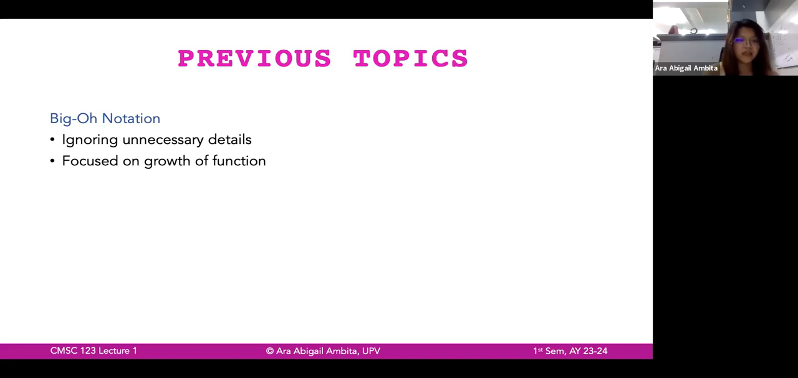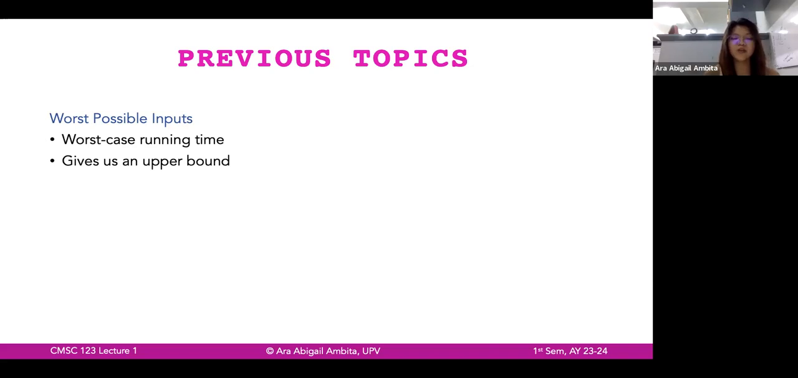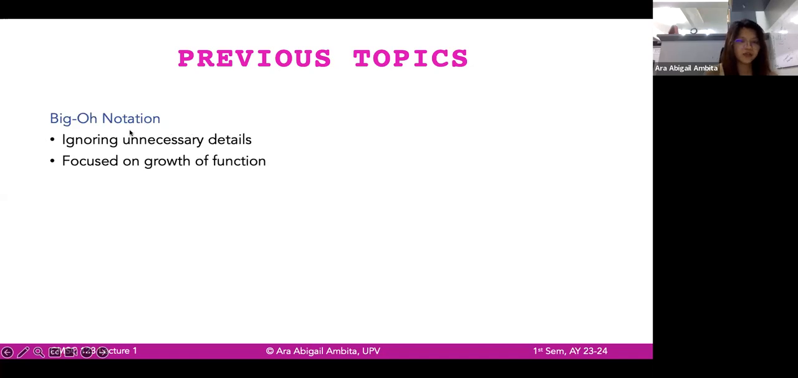Another topic that we have discussed is exploring the worst possible inputs, because the worst possible inputs will also give us the worst case running time. It boils down to the idea that the structure of the input also affects the running time of a certain algorithm. So the worst possible inputs will give us the upper bound, which is the big O notation, which again, as we discussed, is simply ignoring unnecessary details and so on and so forth.